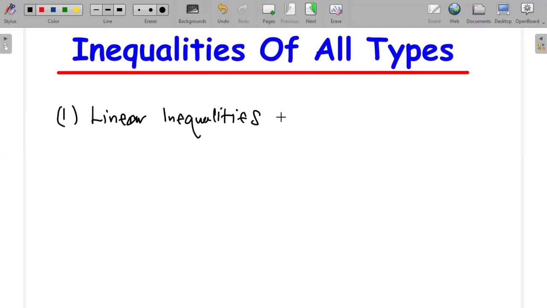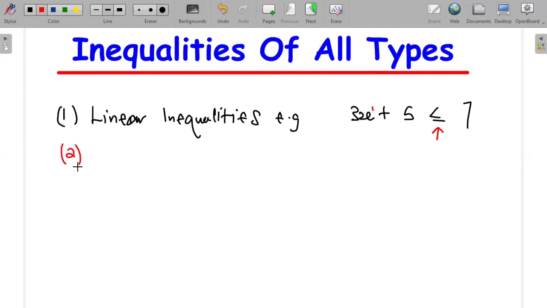An example of this is simply, if for example I write 3x plus 5 is less than 7. So this is a linear type here. Why? Because the highest power on the variable x, which is this guy, is just 1. So this is a linear inequality. It has the inequality symbol and then it is linear. So we call it a linear inequality. So that's the first type that we can have.